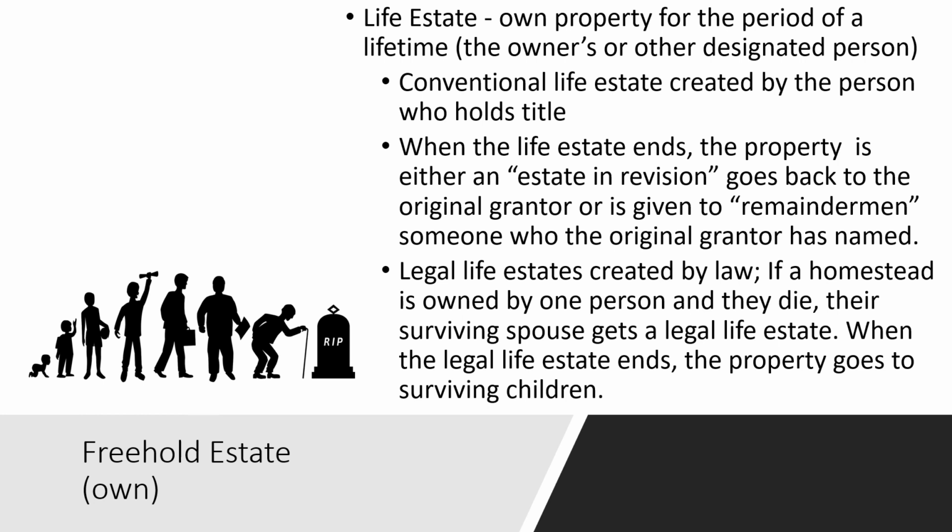The other freehold estate is a life estate. Property is owned for the period of a lifetime, the owner's or some other designated person's. A conventional life estate is created by a person who holds title. When the life estate ends, the property is either an estate in reversion, where it goes back to the original grantor, or is given to remaindermen, someone whom the original grantor has named. Legal life estates are created by law. If a homestead is owned by one person and they die, their surviving spouse gets a life estate. When the legal life estate ends, the property goes to the surviving children in fee simple.